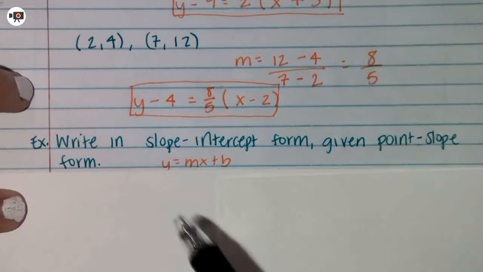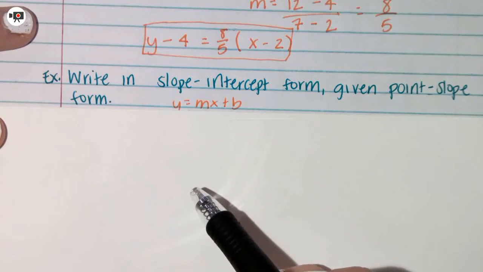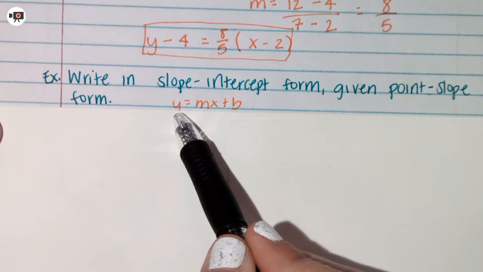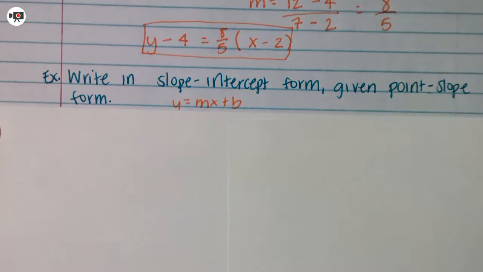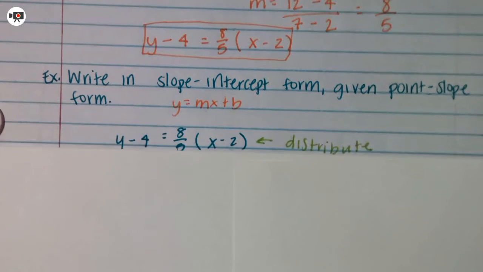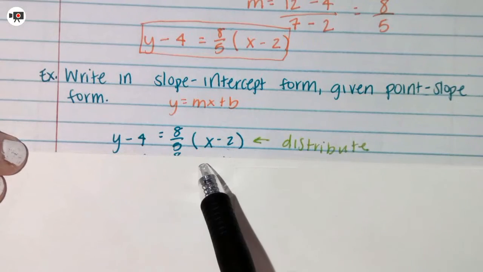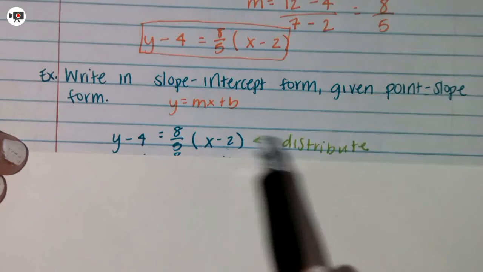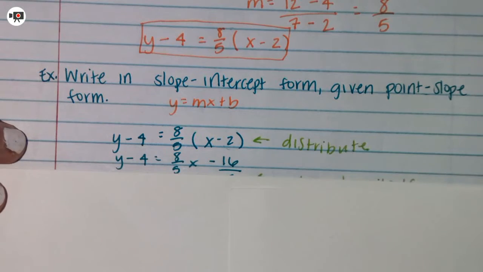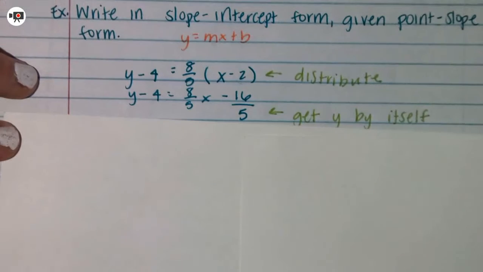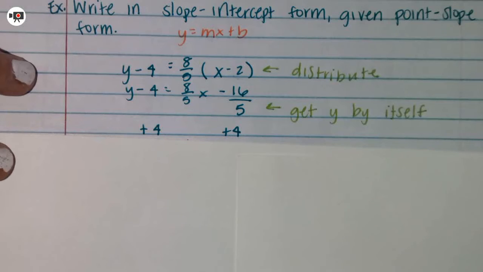Now let's see how to write it in slope-intercept form if we are given the point-slope form. Slope-intercept form is y equals mx plus b, where b is my y-intercept. So if I am given point-slope form here, the first thing I'm going to do is distribute my slope, 8/5 times x minus 2. So I distribute that, but I still need to get y by itself. To do that, I'm going to add 4 to each side.